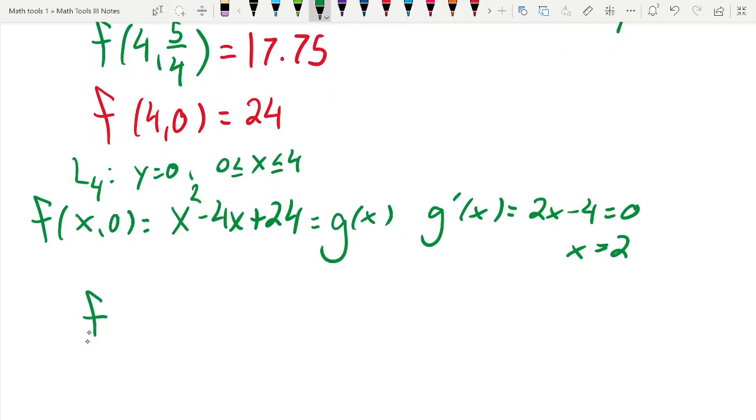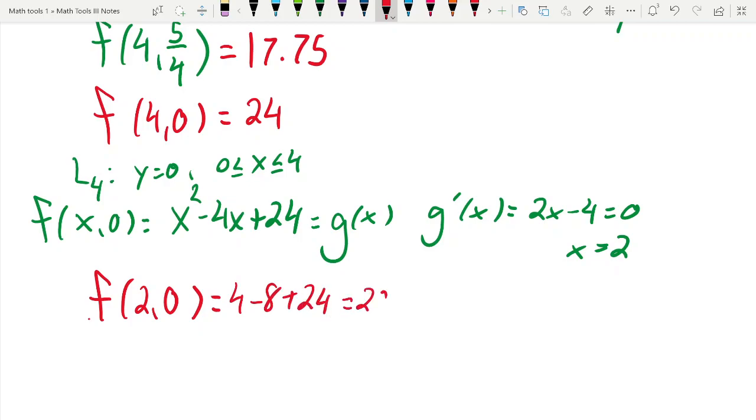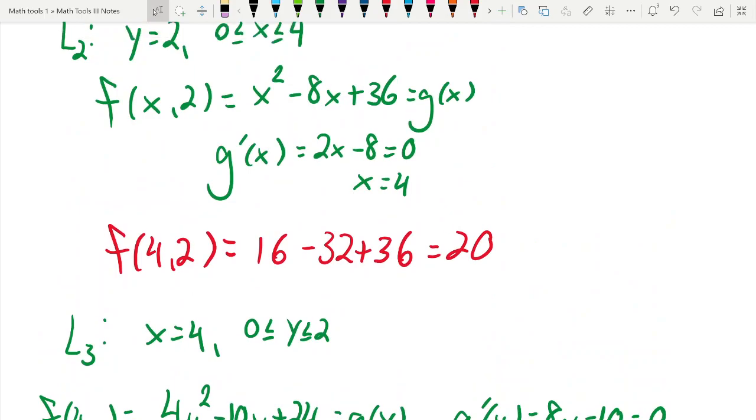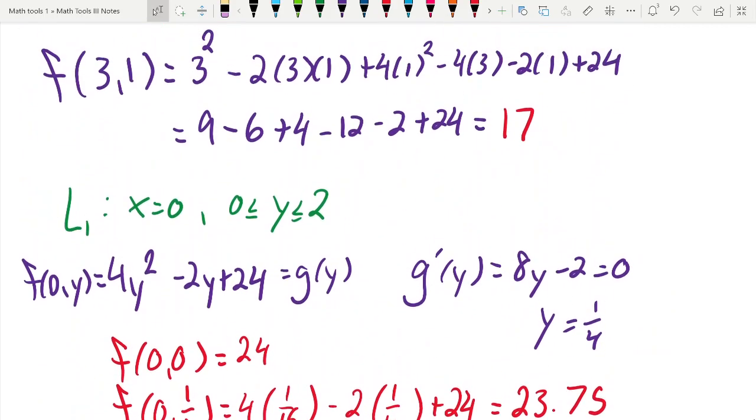So f of 2, 0 is going to be 4 minus 8 plus 24. So that's going to be 20. Okay, so in total, we ended up with 8 candidates for global extrema here. We have 4 critical points, 1 from each line, and the 4 corners. I did them all in red, of course, so that it's easier to identify.